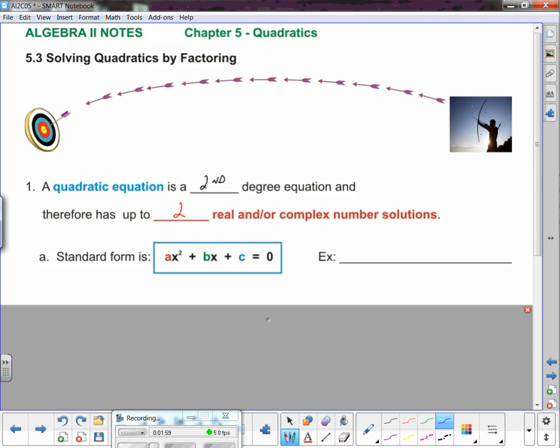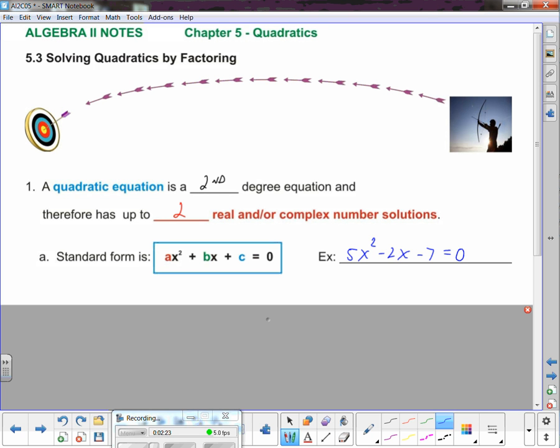So let me give you a normal looking quadratic equation. How about something like 5x squared minus 2x minus 7 equals 0. It's a normal looking quadratic equation: 5x squared minus 2x minus 7 equals 0. All right, so this is a normal quadratic.